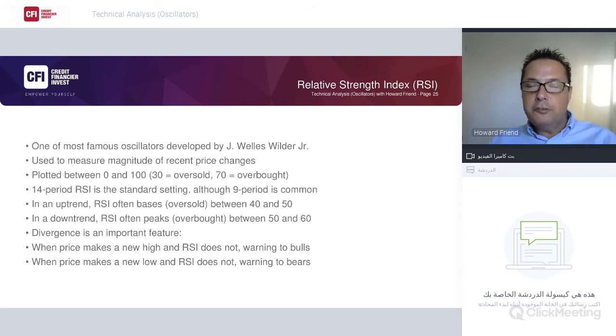With RSI, divergence is also an important feature. What you're looking for is when the price makes a new high for the trend and the RSI does not make a new high for the trend. That is a warning to the bulls that the market move has started to lose momentum and is apt for a turn. Same thing on the downside. When the market is trending lower and the RSI does not follow the market to new trend lows, that gives you an indication that the decline may be on its last legs and ready for a turn.